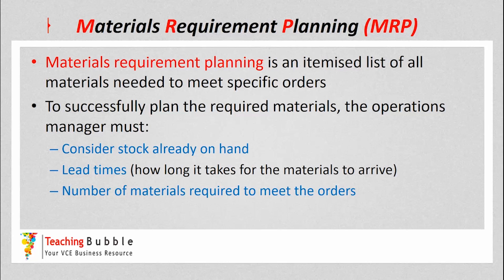It's therefore important in all businesses to have a system that tracks how much stock the business actually has on hand and how they're using that stock, because that's obviously going to impact how much they need to order to meet their master production schedule.